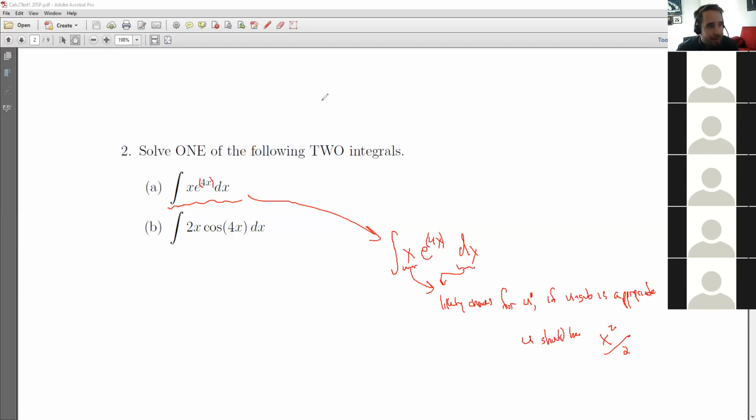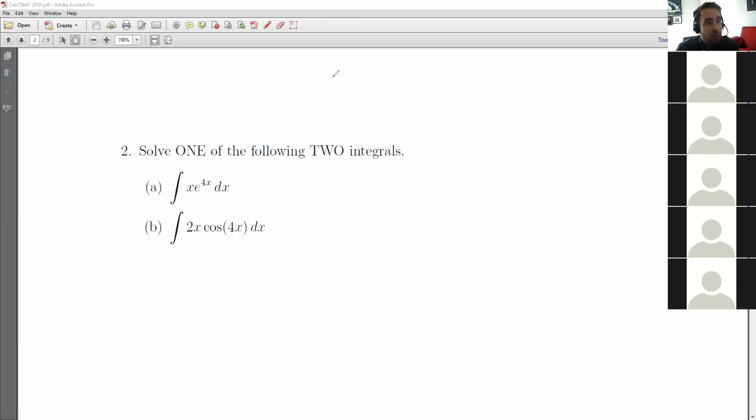So in fact, what we can see here is that there is not a good choice of u and a good choice of an associated du. And so what do we do in that case? Well, we still have two pieces being multiplied together. In fact, we have a polynomial piece, right? This piece is a polynomial piece multiplied by an exponential piece.